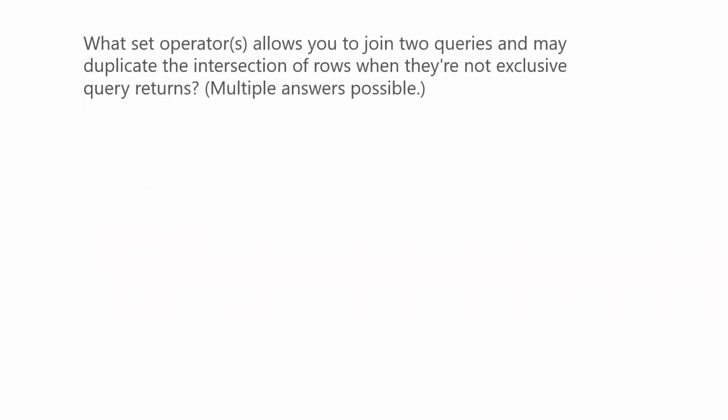What set operators allow you to join two queries and may duplicate the intersection of rows when they're not exclusive query returns? Okay, it's the same row, same number of query, same answers. In this case, it's just union all. Union all returns everything and doesn't care if it's duplicate or not.